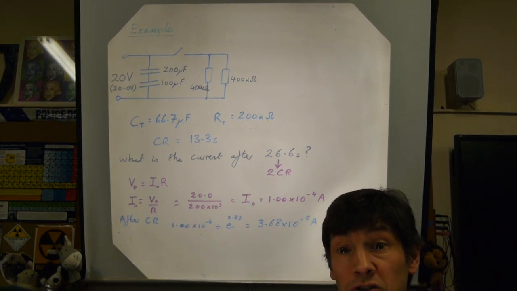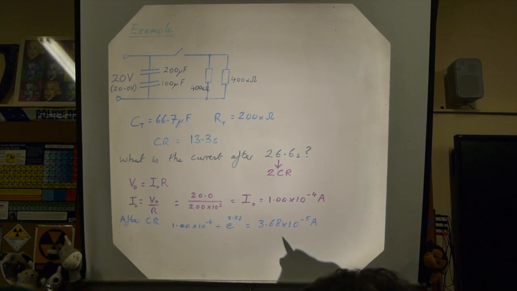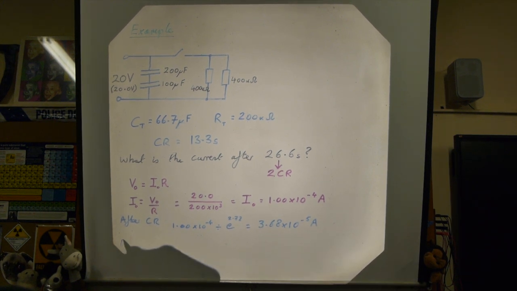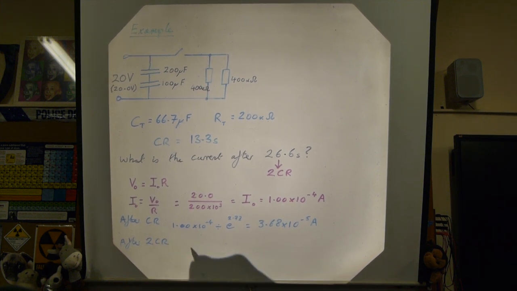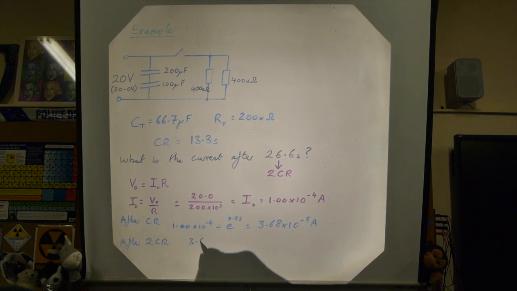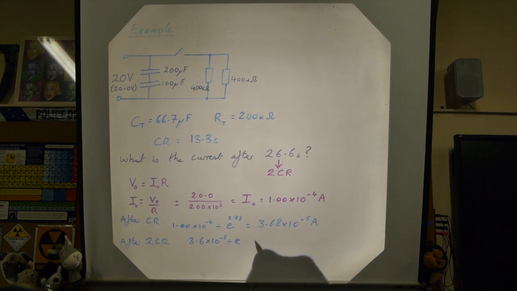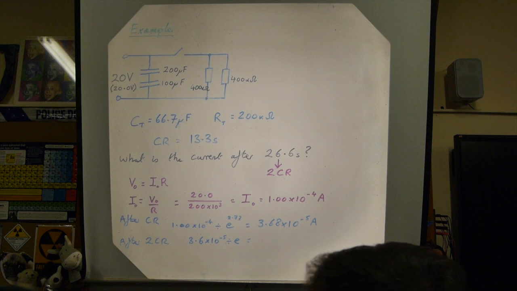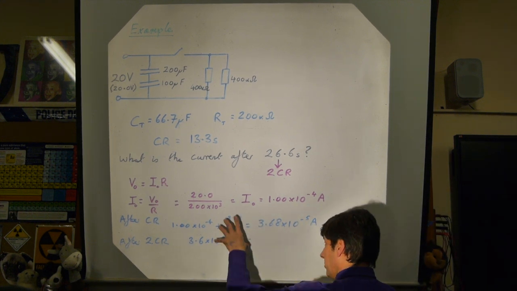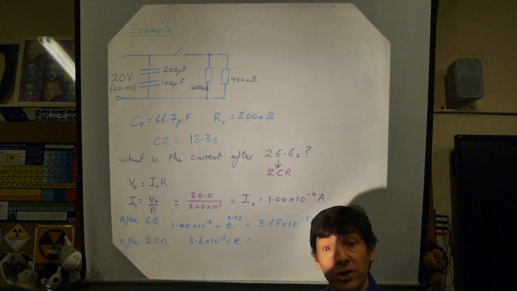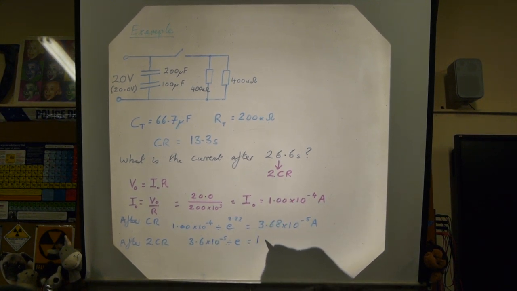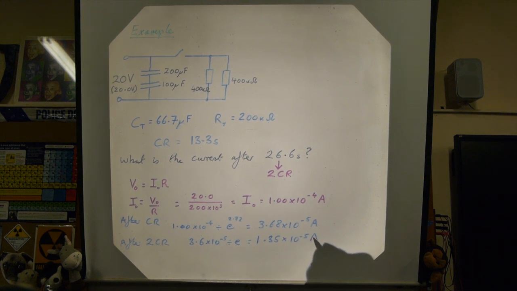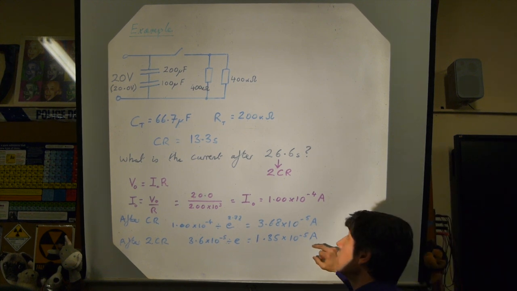But we've got to wait for 2 time periods, so we've now got to divide this number by E again. So after 2CR, we've got to do 3.6 times 10 to the minus 5 divided by E again. And as some of you will notice, of course, there's a quicker way of doing this. You just divide by E squared or whatever. But I'm trying to show you the process, and that comes out as 1.35 times 10 to the minus 5 amps. So I hope you got that answer.